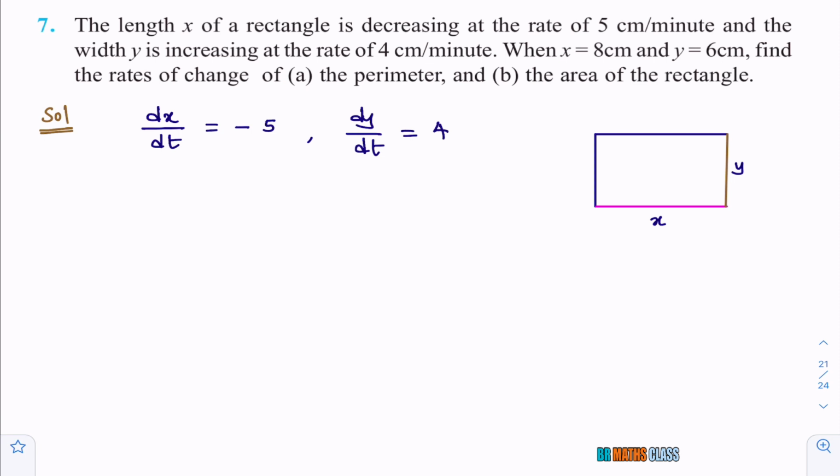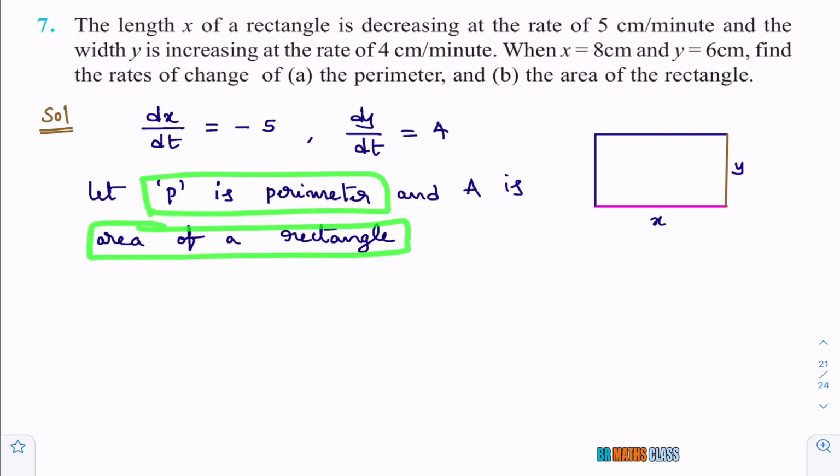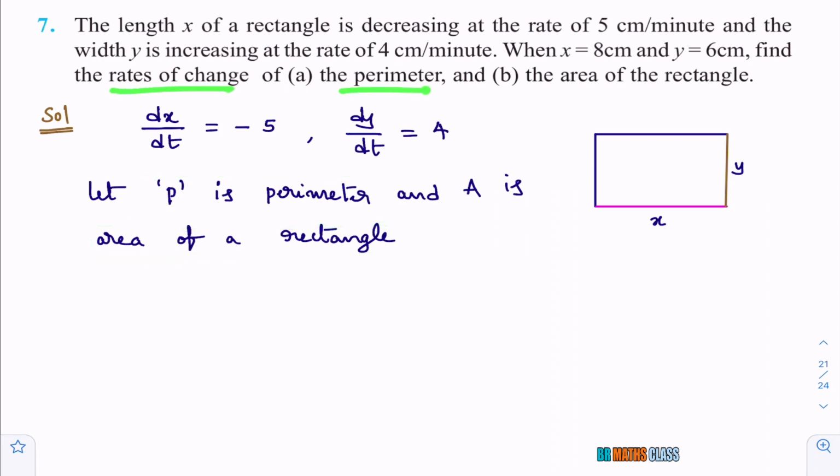Okay. Now what is the question? When x equal to 8, y equal to 6, find the rate of change of perimeter and area of a rectangle. So here I'll take P as the perimeter, A as the area of a rectangle. Now what are they asking? Rate of change of perimeter. So (a) bit I'll do first. What do I need to calculate? I need to calculate the rate of change of perimeter. That means I need to calculate dP by dt.